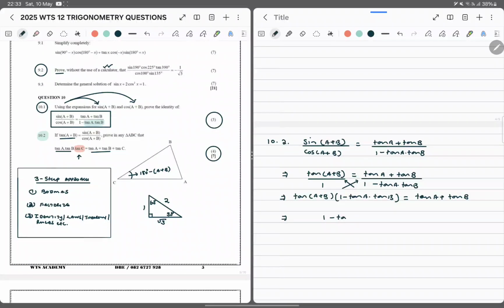So we've got 1 minus tan A times tan B is equal to tan A plus tan B. Now my problem here is this tan of A plus B. Although we understand and appreciate what we are doing, this tan of A plus B is going to have to be eliminated by our friend, I suppose.